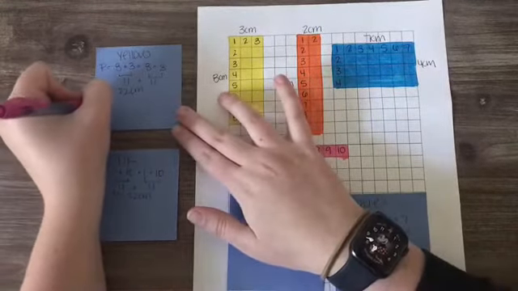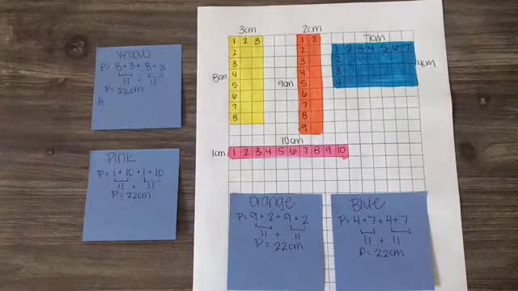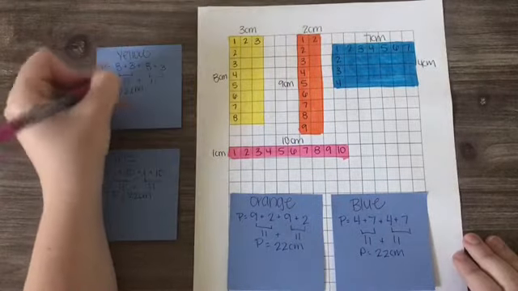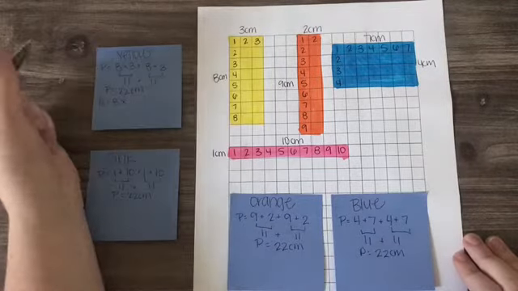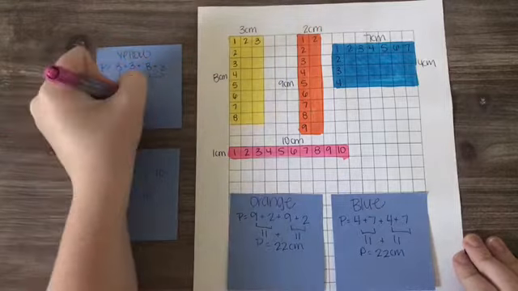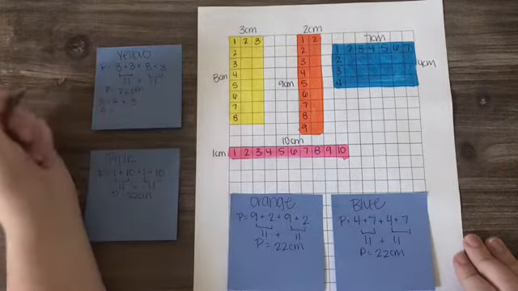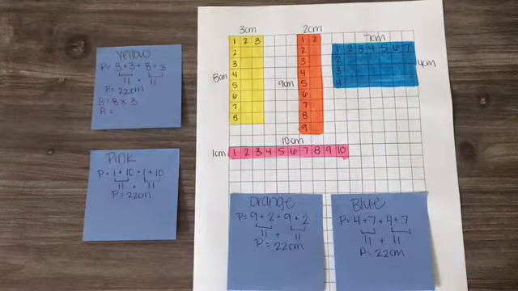So remember, when we talk about area, we're going to multiply our length times our width. So for the yellow problem, we have a length of 8, and we're going to multiply that by our width. Our width here is 3. So our area is 8 times 3. Now what is 8 times 3?